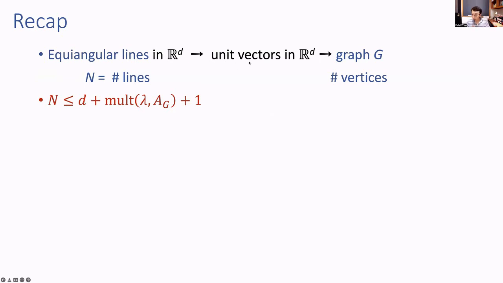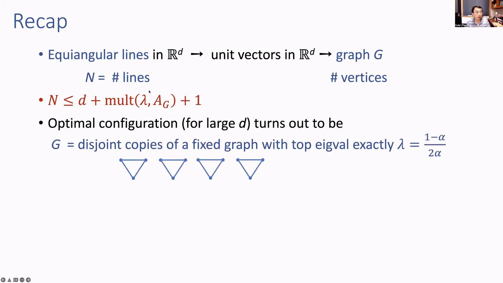This allowed us to form a graph where the edges of the graph correspond to the 2 possible angles, acute versus obtuse, that come up, and it turns out to encode all the combinatorial data in this geometric configuration. By a rank nullity argument, we were able to show that n is at most d plus the multiplicity of lambda as the eigenvalue of the graph plus 1.